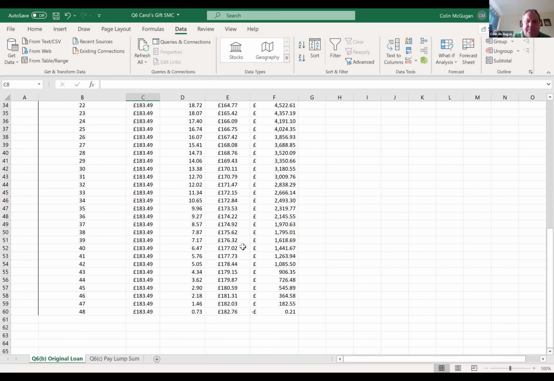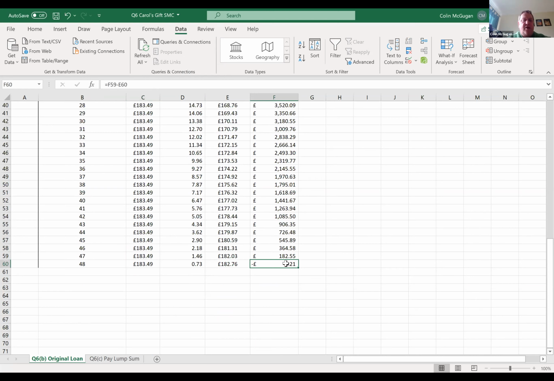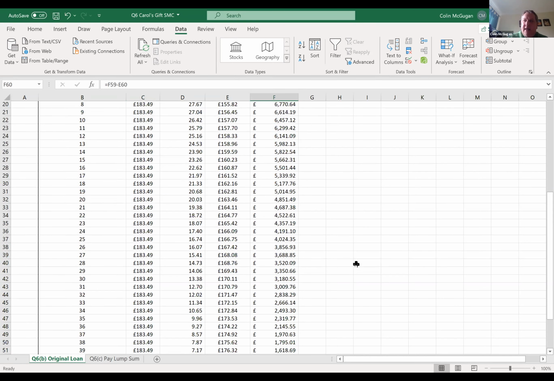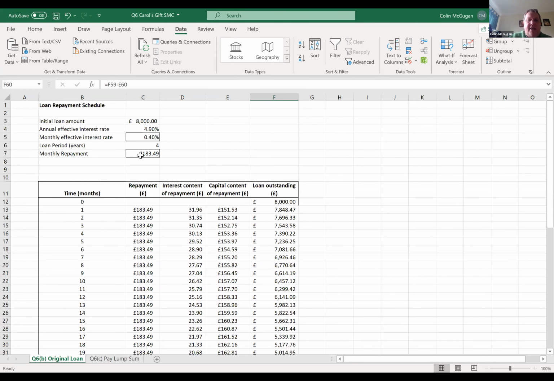Look at the bottom now, and at the bottom, we've paid 21 pence too much. So now all we simply do is to this total here, we simply subtract 21 pence, and that will give us our value of 0 now. So by answering that question, we can now say that the monthly repayment should be £183.49.